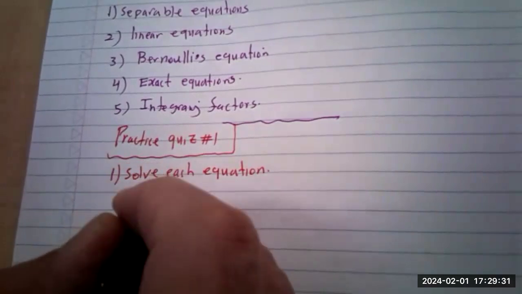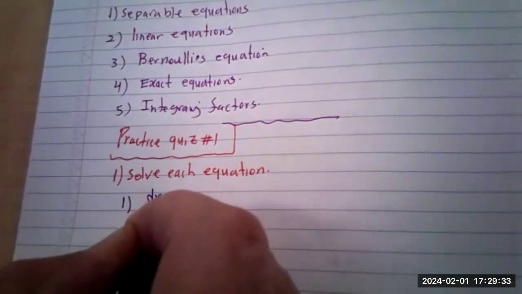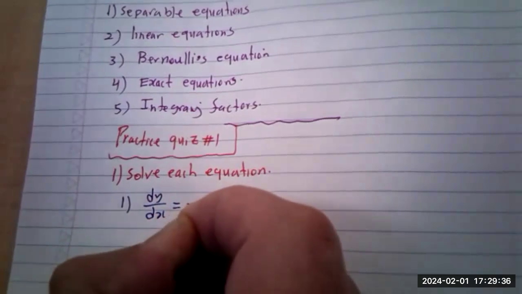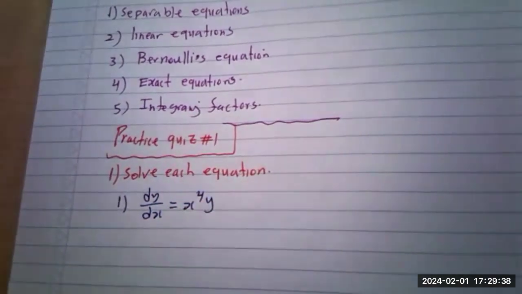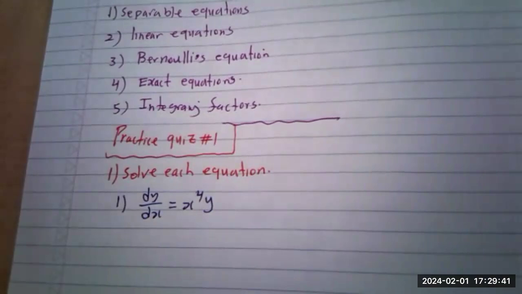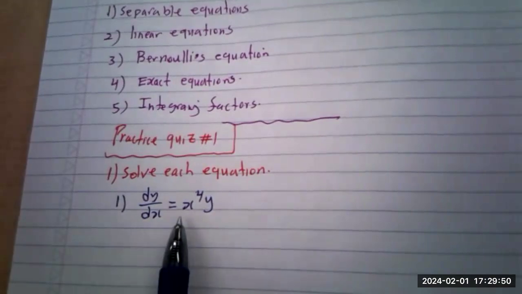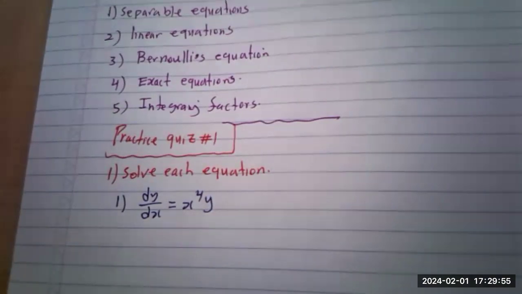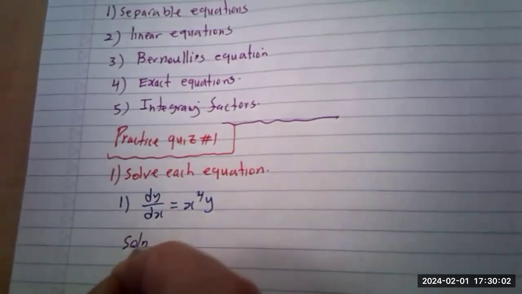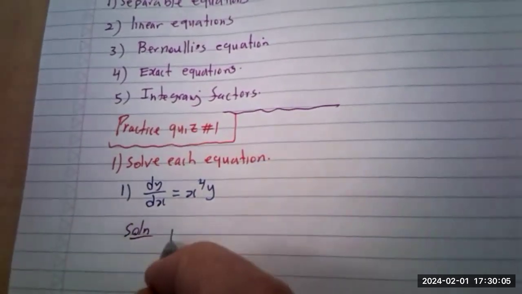So the first one is dy/dx equal to x to the 4th y. You see, this must be a function of x times or divided by a function of y, because you should be able to group them together. X to the 4th is a function of x, and y is a function of y. So it's separable. Just cross multiply it. You can cross multiply it first and then decide. So the equation is separable.